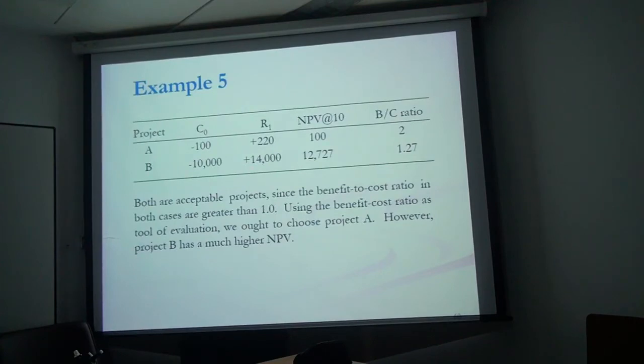And you can see from here also that the rankings are different. If we look at project A, the benefit cost ratio is 2 and for project B, the benefit cost ratio is 1.27. So project A is better because it has a higher benefit cost ratio. Whereas if we look at net present value, project B is better. So again, we can say that the ranking could be quite different with different criteria.